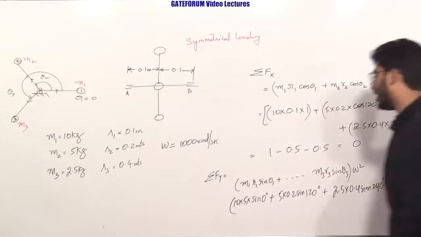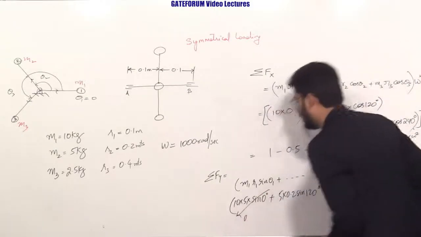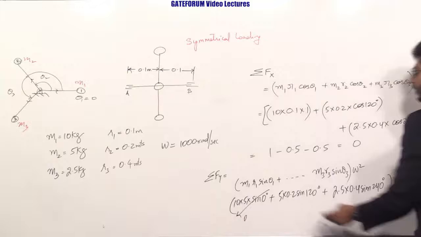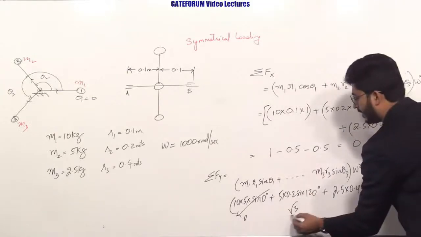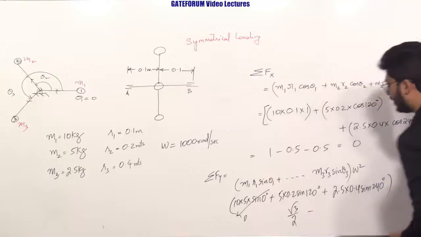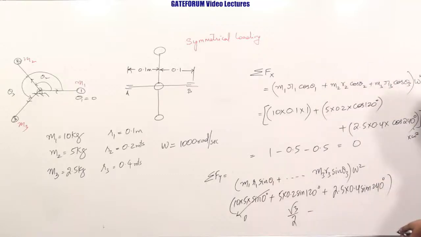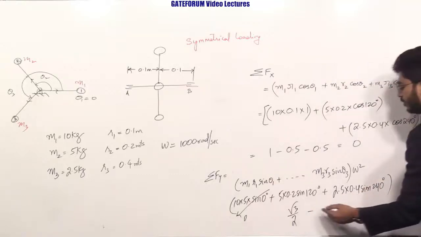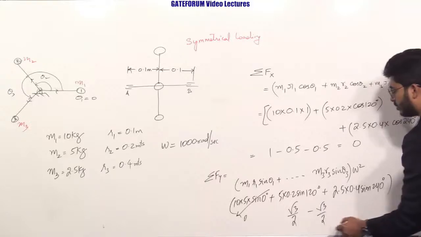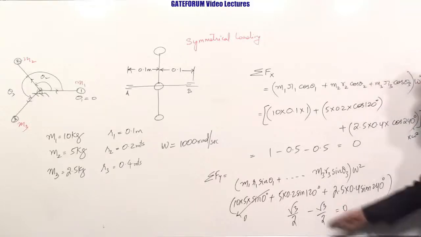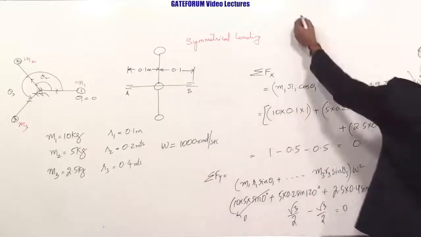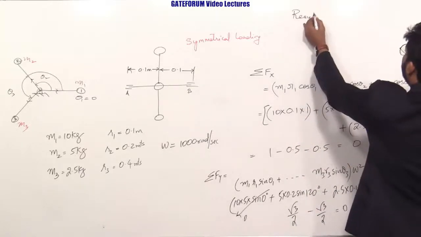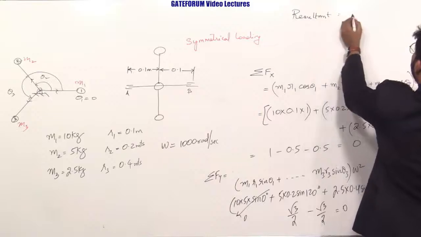So this value will be anyway 0. This will be 5 into 0.2 is 1, into sine 120 is root 3 by 2, and sine 240 is minus root 3 by 2. 2.5 into 0.4 is 1 only, once again, so minus root 3 by 2, so this will be 0. Sigma Fx and Fy are 0. The resultant will be 0.